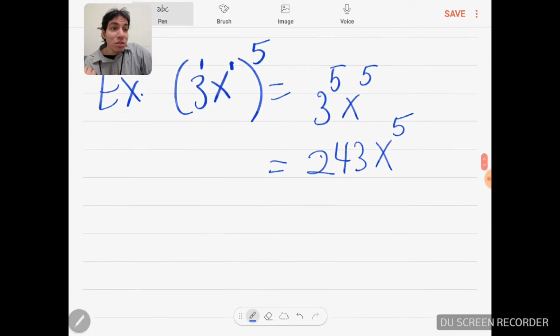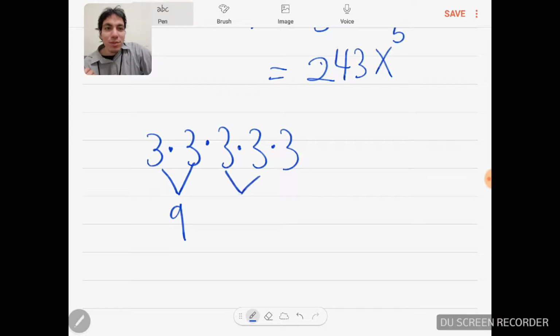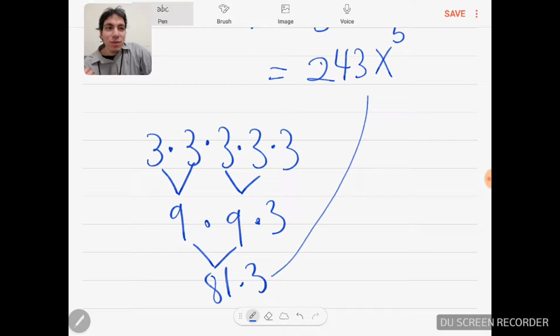And some of you might say, how did you get that? That's a big number. Well, it's 3 times 3 times 3 times 3 times 3. 3 times 3 is what? 9. 3 times 3 is 9. 9 times 9 is 81, times 3 will give you 243 as your answer.